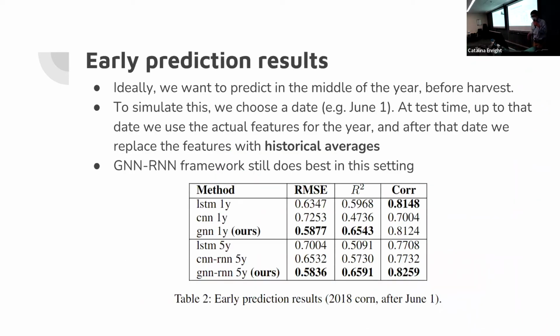Basically this also works pretty well, even at an early stage. So if we want to predict in the middle of the year, a very basic approach we could use is just pick a date. And then up to that date, we use the actual features for that year. But after that date, we pretend that that's in the future. So after that date, we remove those features and replace them with the historical averages. So this is a pretty naive method to do early prediction. But using this method, our GNN RNN framework still generally does the best.